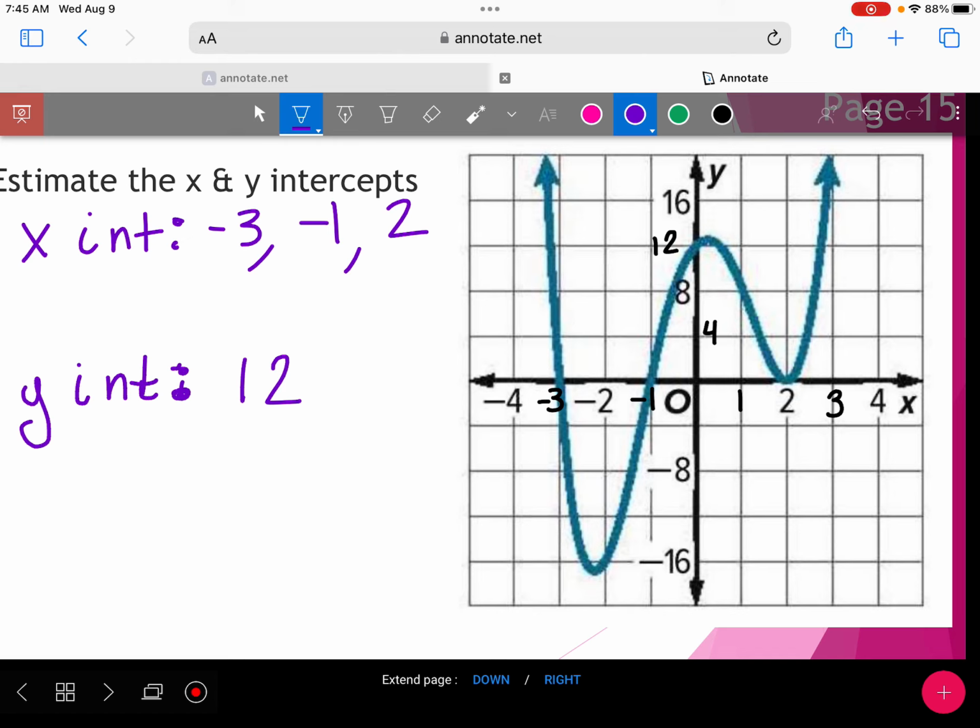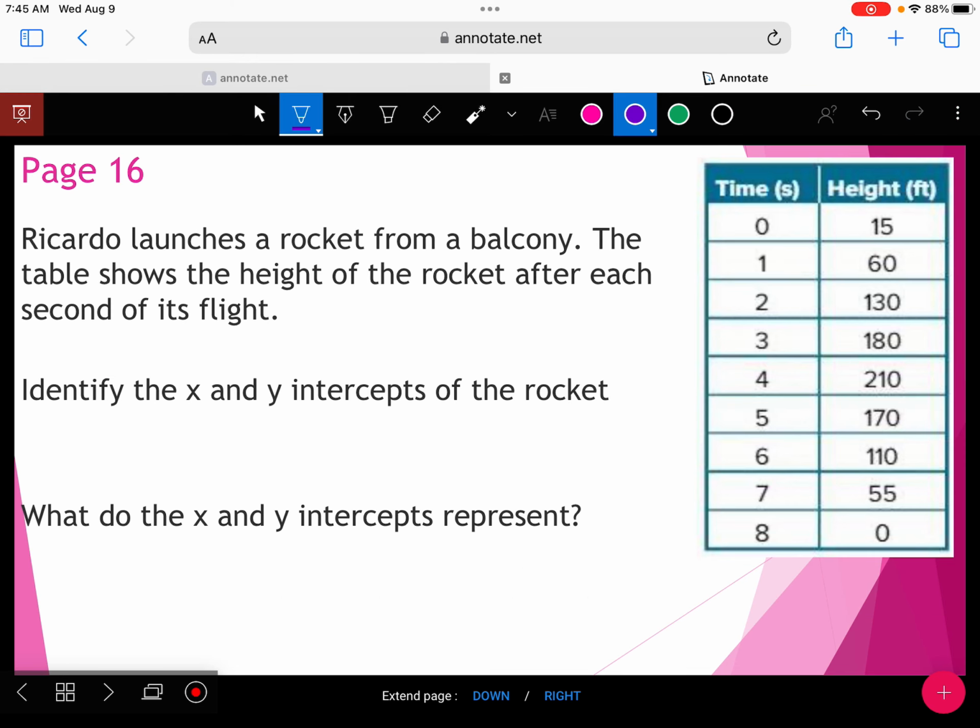Okay, so that's all we're doing when we're estimating x and y intercepts. We have one last piece I want to show you. Sometimes we're going to have story problems. Oh no. We got Ricardo launching a rocket from a balcony. And he had a little GPS tracker on his rocket because he's extra. And then he recorded the heights at each second of flight. And his rocket flew for 8 seconds. That's a really high rocket. Or at least a very slow rocket.